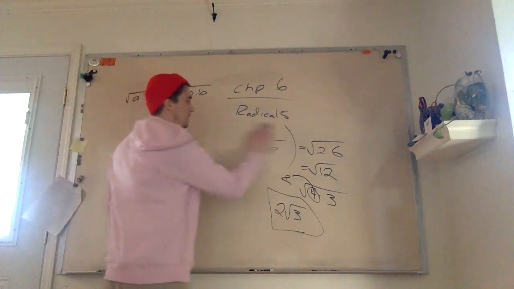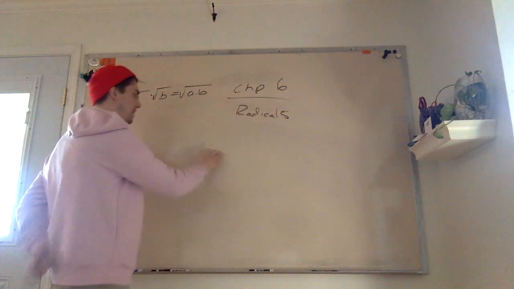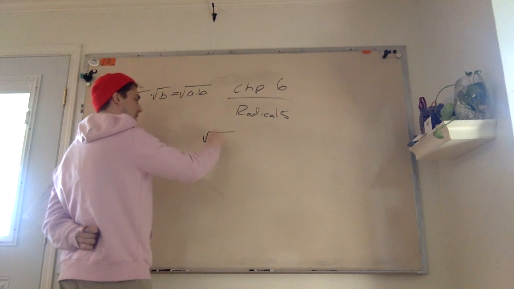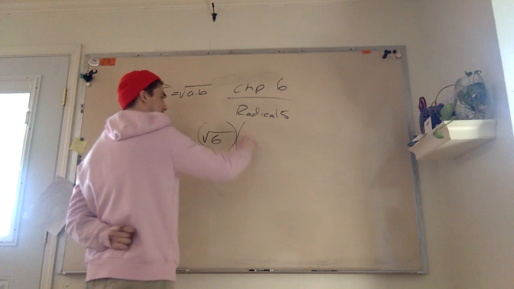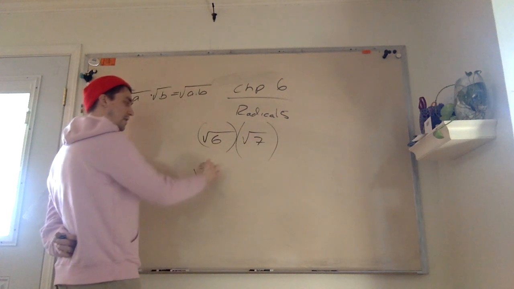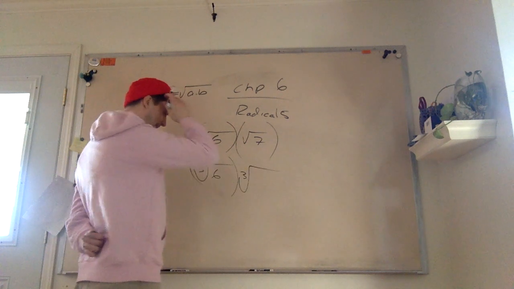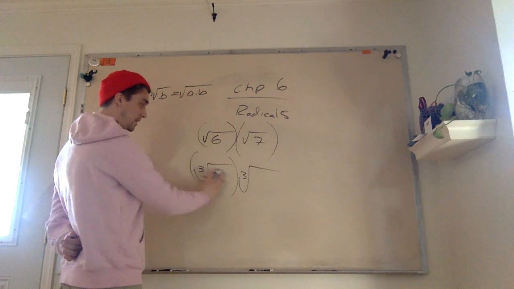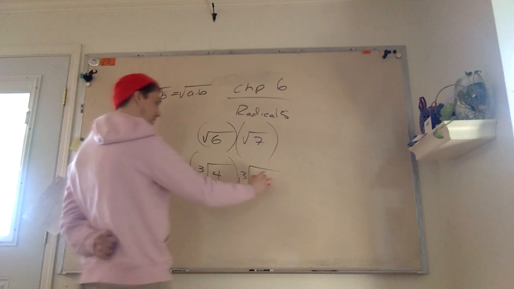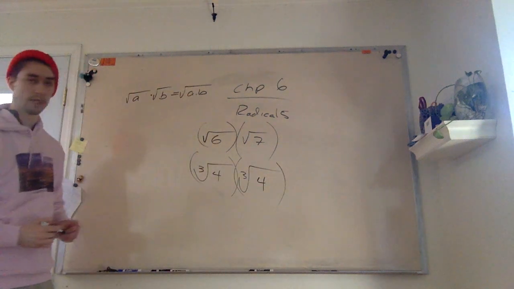So give a couple of these a try. How about square root of 6 multiplied by square root of 7? And then try this as well, the cube root of 4 times the cube root of 4. So try both of these.